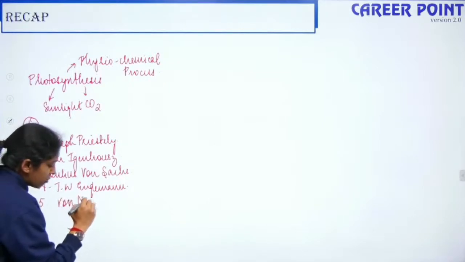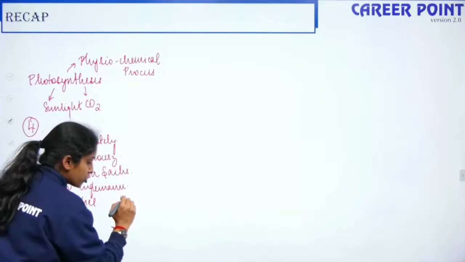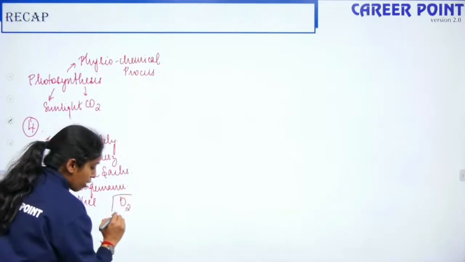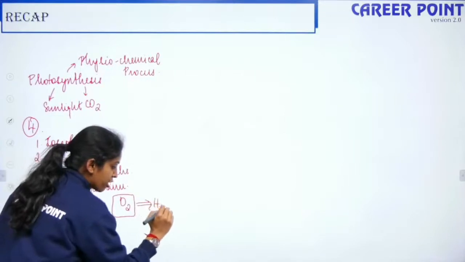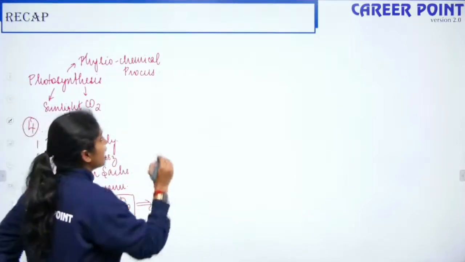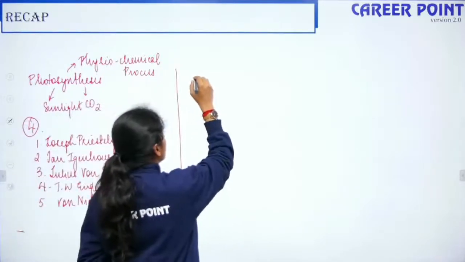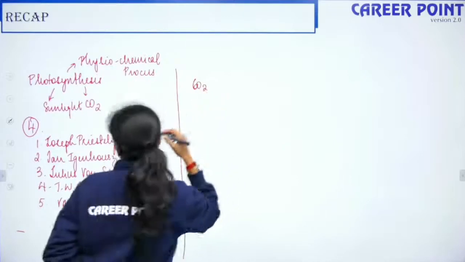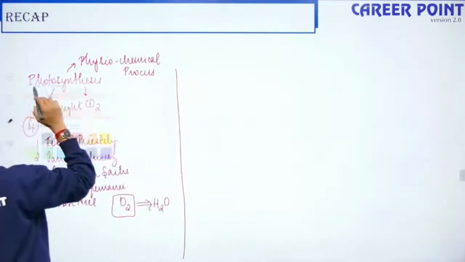The last of the scientists was Cornelius van Niel. He gave us a milestone contribution. He said that the oxygen that comes as a byproduct of photosynthesis comes from water and not from carbon dioxide. So that was his conclusion, right? So the ultimate equation of photosynthesis, I will just write simply, I am not writing the stoichiometric equation, I am just writing a non-stoichiometric equation.